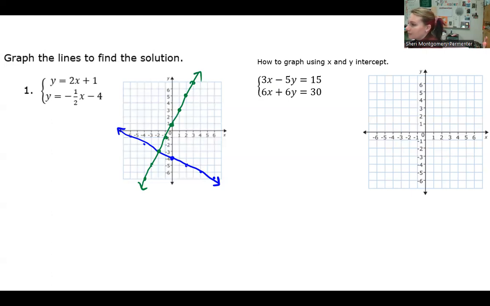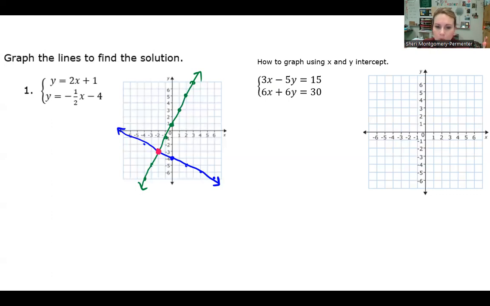Do your graphs look like mine? Okay, so what is the answer? We just wrote it. It's bold, at the top, right above your little grid. What's the answer to a system? One solution, and it's where they cross or touch. So I can see that they cross or touch.